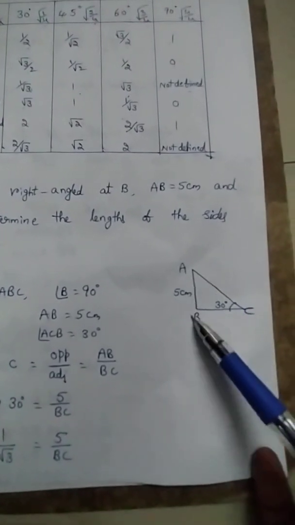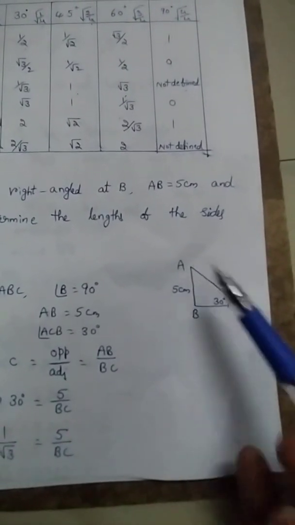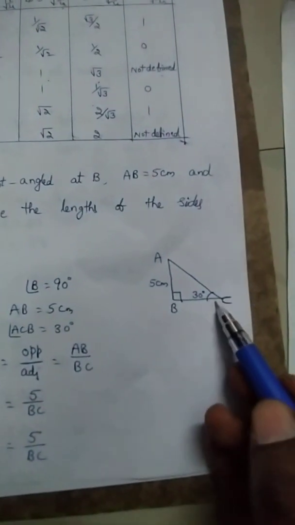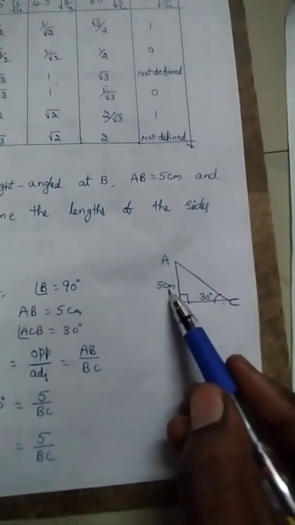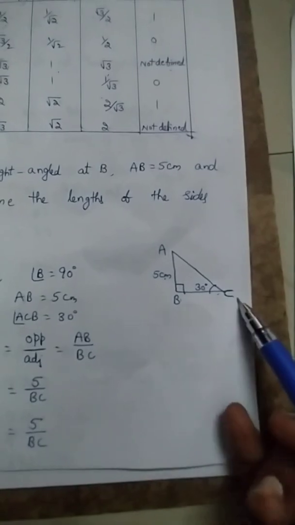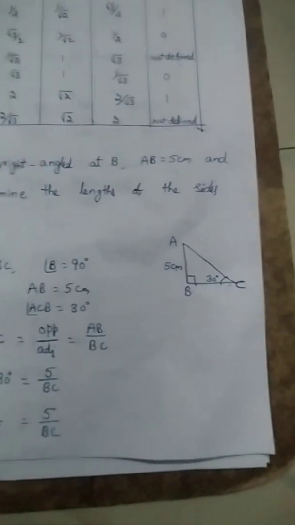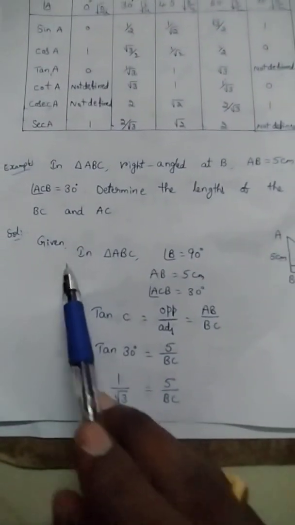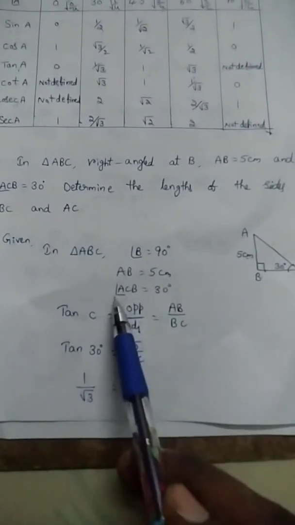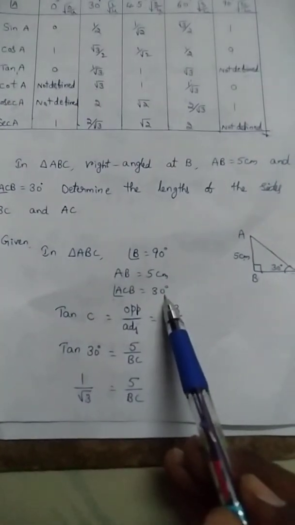Okay, based on that we will draw one diagram like this. ABC triangle, angle B is 90 degrees, angle C is 30 degrees acute, and AB is 5 centimeters. These are the values known from the problem. We will find the BC length and AC length. Coming to the concept, given in triangle ABC, angle B is 90 degrees, AB is equal to 5 centimeters, angle ACB is equal to 30 degrees.